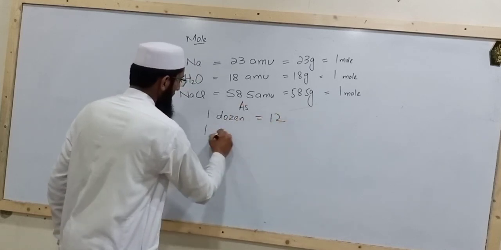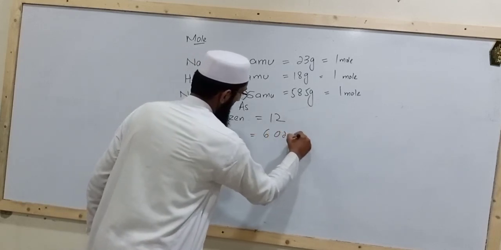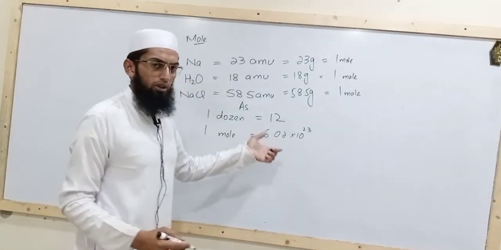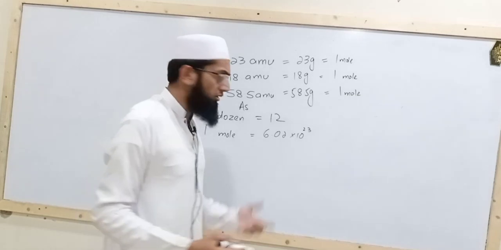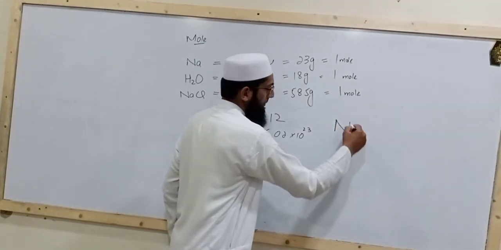Okay, in the same way, 1 mole is equal to 6.02 multiplied by 10 raised to 23. Actually, this quantity was given by a scientist whose name is Avogadro, so that's why this is called Avogadro's number. So we represent it like this.